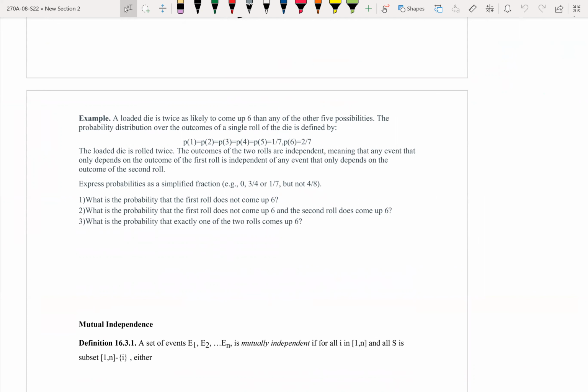The first one says: in this loaded die, which is tossed twice, getting 6 has more chance than the other numbers. Getting 1, 2, 3, 4, or 5 is 1 out of 7 each, and getting 6 has twice the chance, so it's 2 out of 7. Then the question, part 1: what is the probability of the first roll?